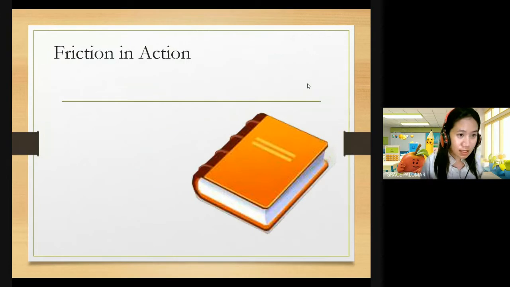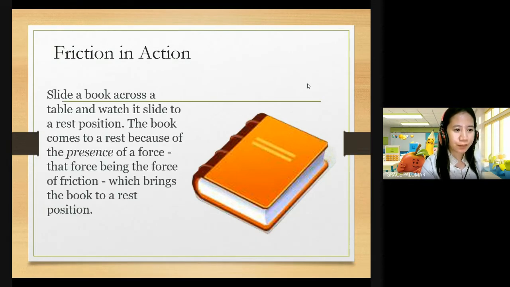Okay. So this is because of friction. Basically, friction in action is the reason why these objects come to a halt. Friction is a force that opposes motion between any surfaces that are touching. So when you slide a book across a table and watch it slide to a rest position, the book comes to a rest because of the presence of a force, and that force is the force of friction, which brings the book to a rest position. If there's no friction, the book will continue to move and slide.